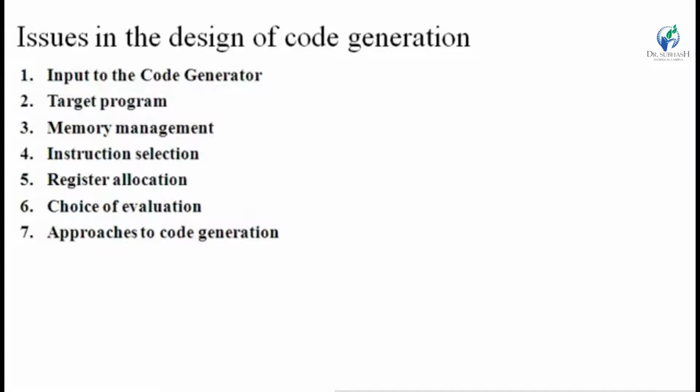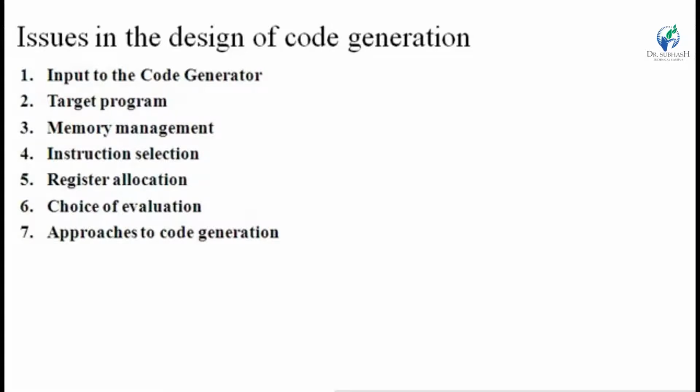Third is memory management. Mapping names in the source program to addresses of data objects in runtime memory is done cooperatively by the front end and the code generator. We assume that a name in a 3-address statement refers to a symbol table entry for the name. From the symbol table information, a relative address can be determined for the name in a data area.